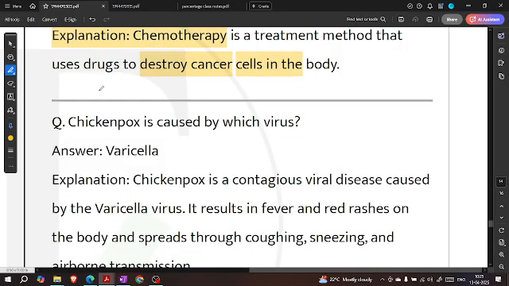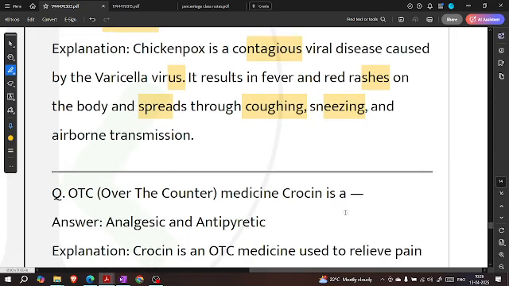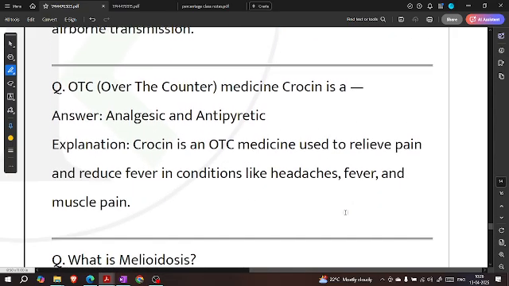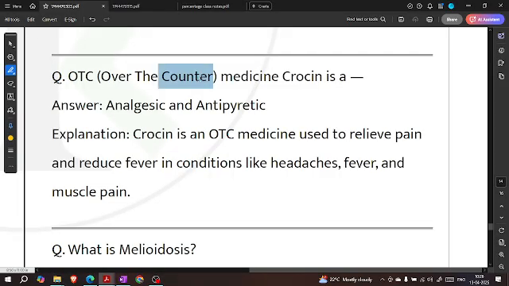Chickenpox is caused by which virus? Varicella. Chickenpox is a contagious viral disease caused by the varicella virus. It results in fever and red rashes on the body and spreads through coughing, sneezing, and airborne transmission.